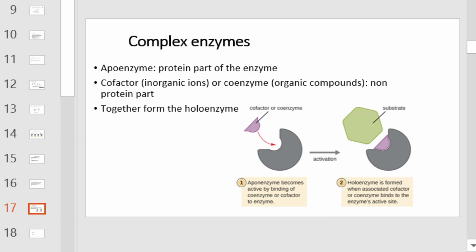Complex enzymes. Enzymes known as holoenzymes are made up of a protein subunit of the enzyme called the apoenzyme and a cofactor or coenzyme. A cofactor would be an inorganic add-on to the apoenzyme. A coenzyme would be an organic add-on to the apoenzyme. Putting the non-protein part and the protein part together makes a complex enzyme that again is referred to as a holoenzyme.